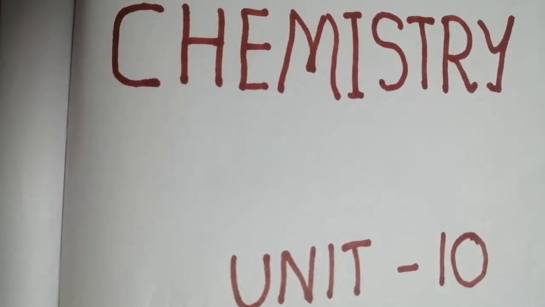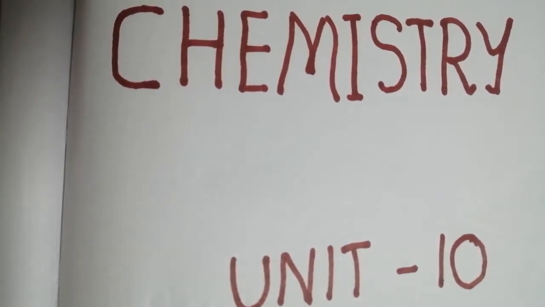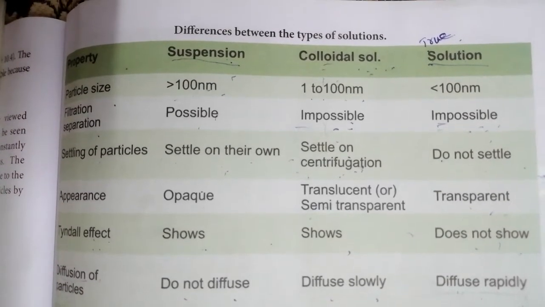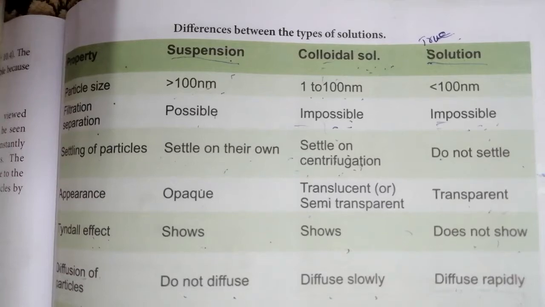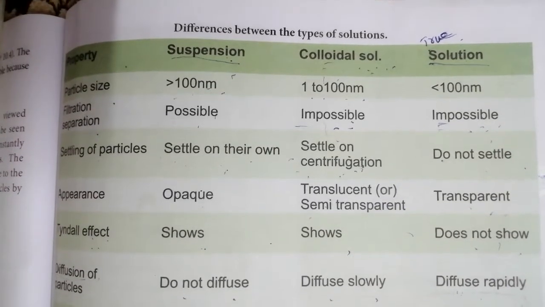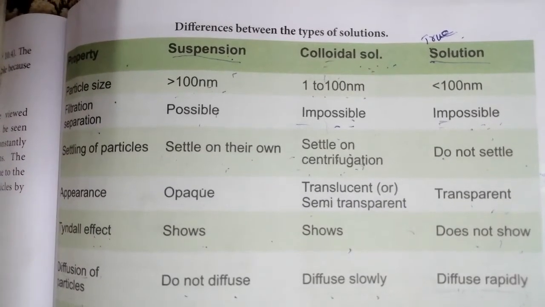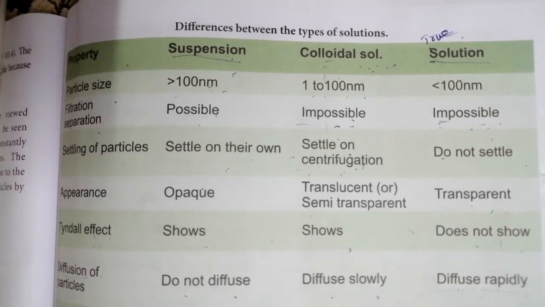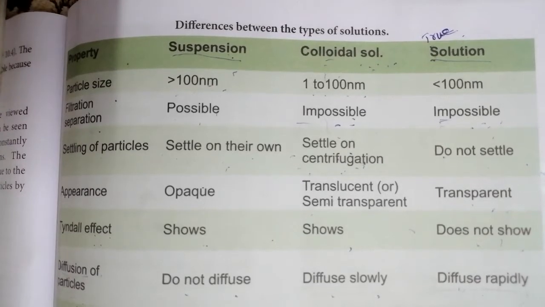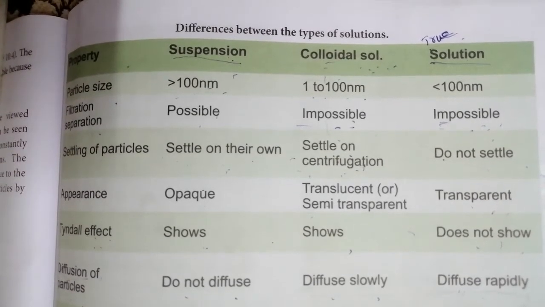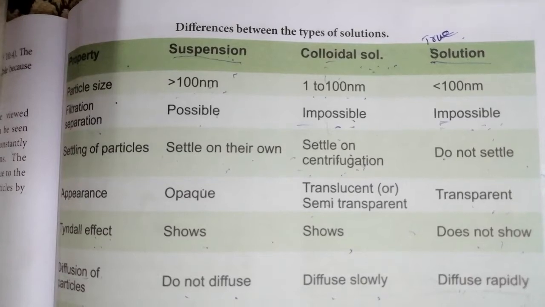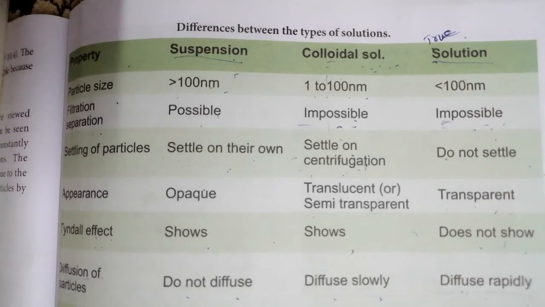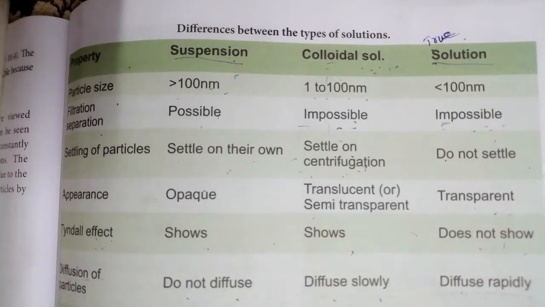Today we are going to discuss the continuation of unit 10, that is the difference between types of solution. In the last class we discussed solutions, right? Three types of solutions we discussed. What are they? Do you remember? Yes, true solution, colloidal solution and suspension solution. Under colloidal solution, we studied two topics, Brownian movement and Tyndall effect, isn't it? So today we are going to discuss the types of solution.